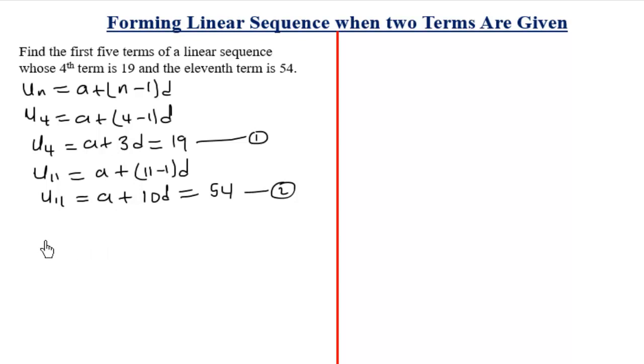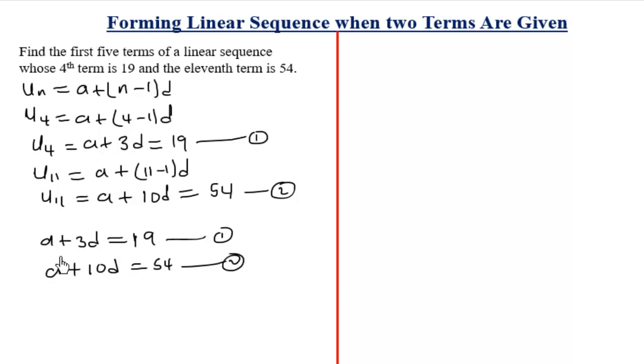So our first equation is a plus 3d equals 19. The second equation is a plus 10d equals 54. So we are going to solve these two equations simultaneously. I'm going to use the elimination method. Elimination method means you eliminate one of the variables and you are left with one. You solve for its value, then you do substitution to find the value of the other variable.